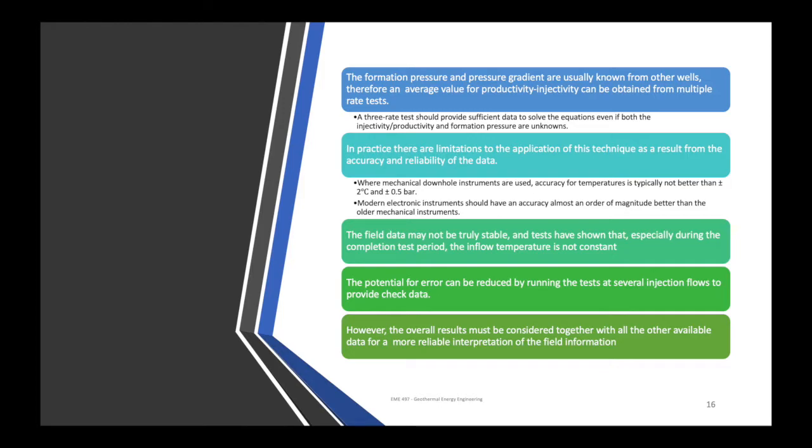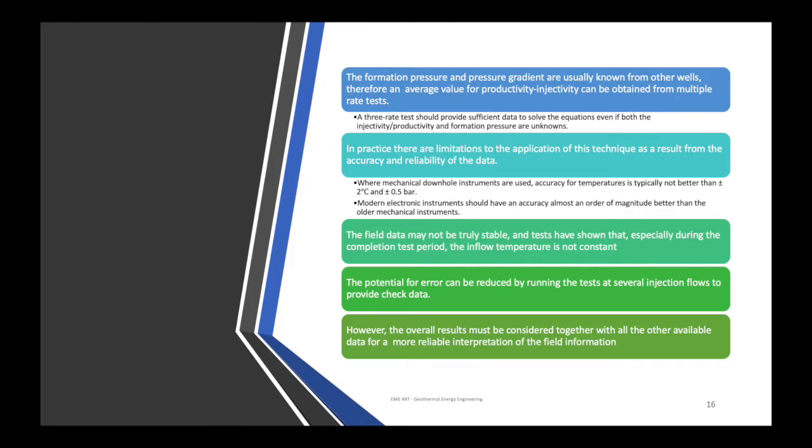A 3-rate test should provide sufficient data to solve the equations, even if both the injectivity/productivity and formation pressures are unknown. In practice, there are limitations to the application of this technique as a result of the accuracy and reliability of the data. Where mechanical downhole instruments are used, accuracy for the temperatures and pressure are typically not better than plus or minus 2 degrees Celsius and plus or minus 0.5 bar. Modern electronic instruments should have an accuracy almost an order of magnitude better than the older mechanical instruments. Therefore, they should be used whenever available.